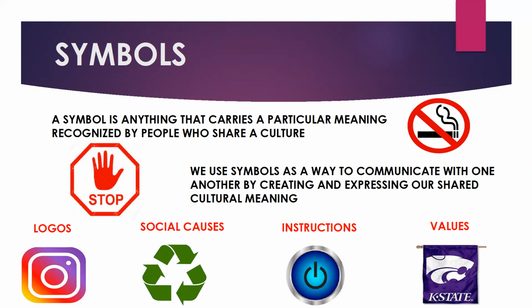So that can apply to logos, right? We've got the Instagram logo here. Social causes: we've got the symbol for recycling. Instructions: you don't have to go and dig out your instruction manual to know that you need to push this particular button to get power on your computer, right? And then values. You'll see around Manhattan, lots of people have K-State flags. That means that we value K-State. We value the athletic and education programs.